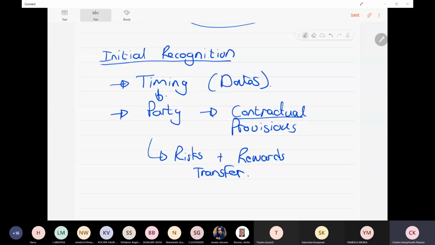The date is very important because the date will tell you when you should recognize. Any questions so far?